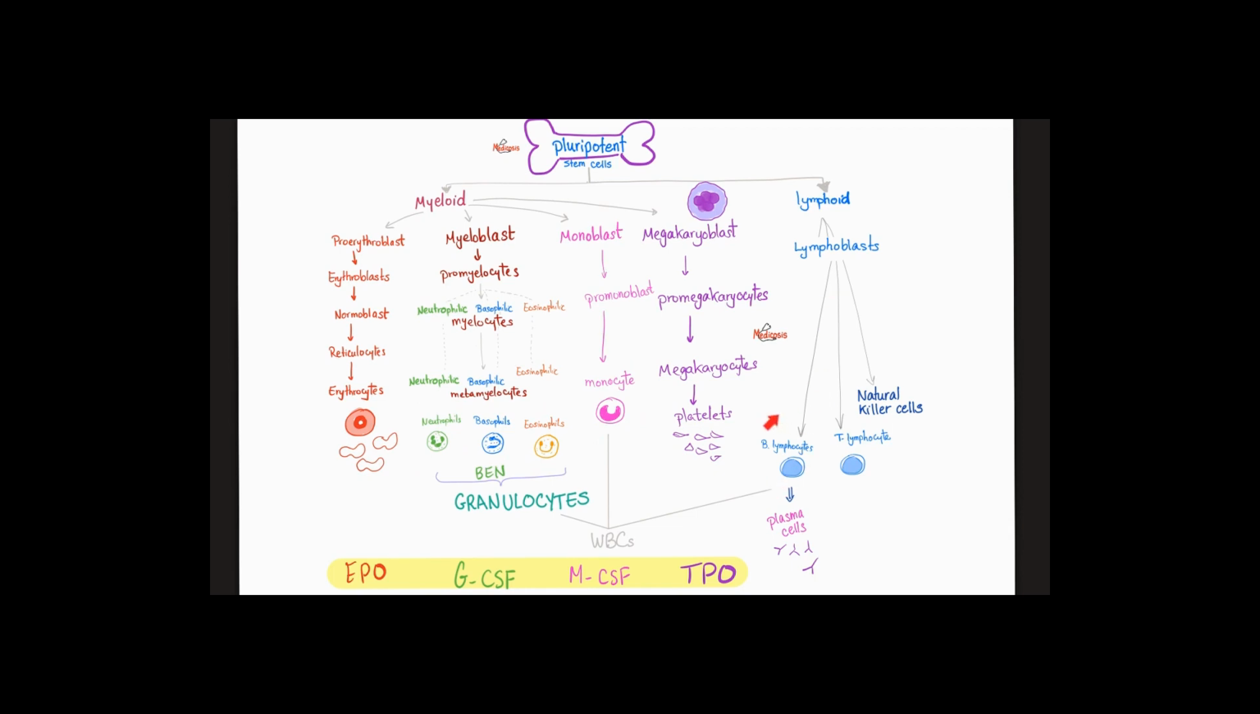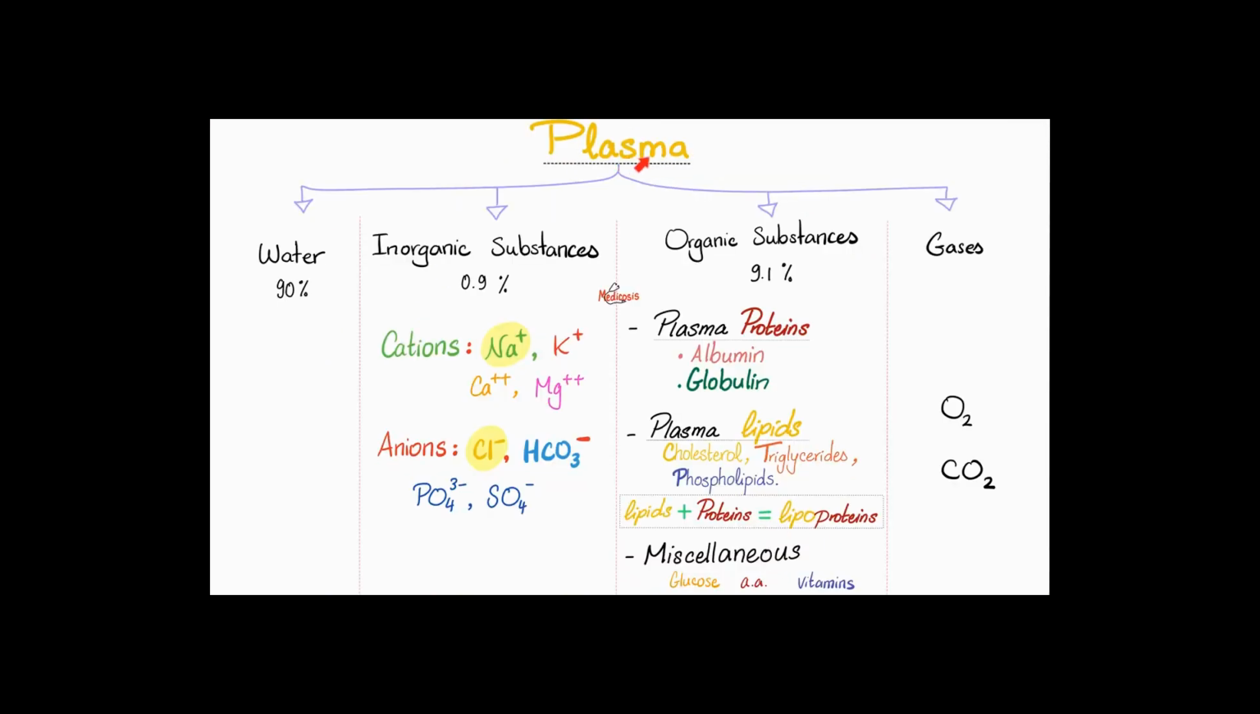Lymphocytes are divided into B lymphocytes and T lymphocytes. The B lymphocytes will later become plasma cells. The plasma cells will secrete antibodies. What are these antibodies? These are proteins. Are they albumins or globulins? They are globulins. Are they alpha globulin, beta globulin, or gamma globulin? They are gamma globulins. Here's your plasma: water, inorganic substances, organic substances, and gases.